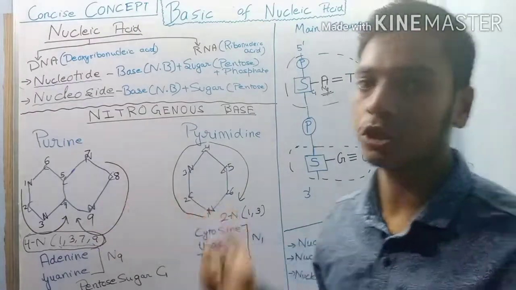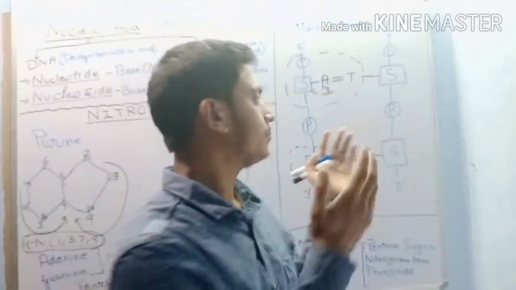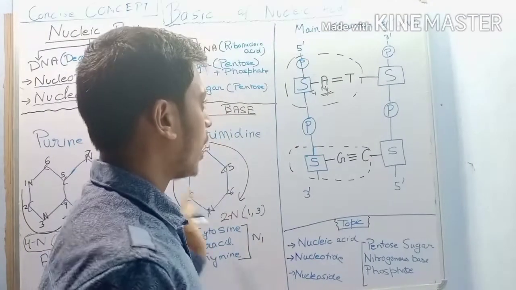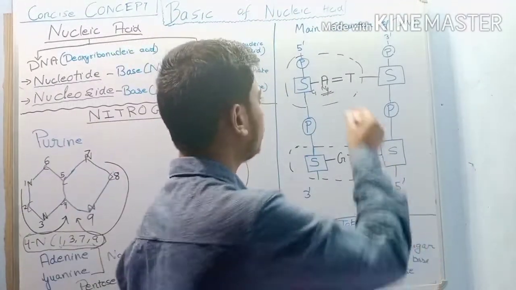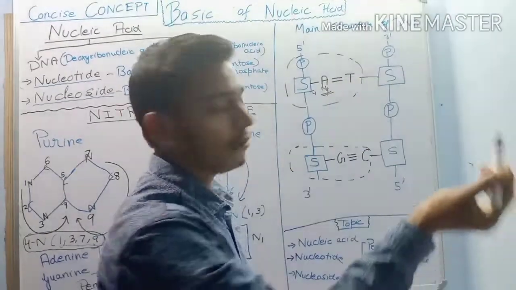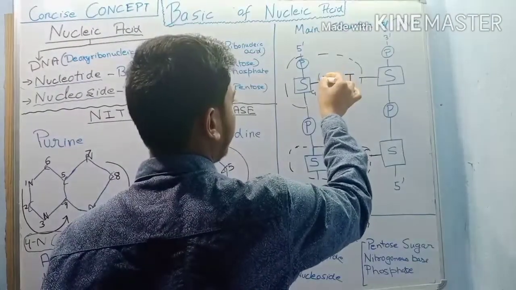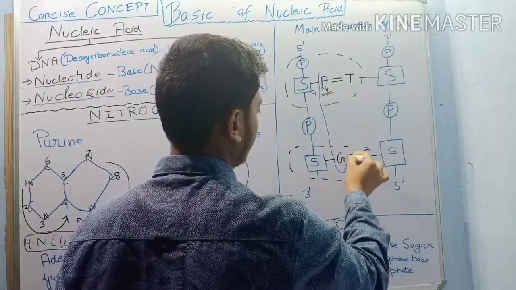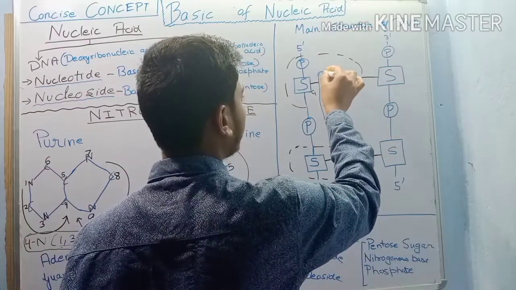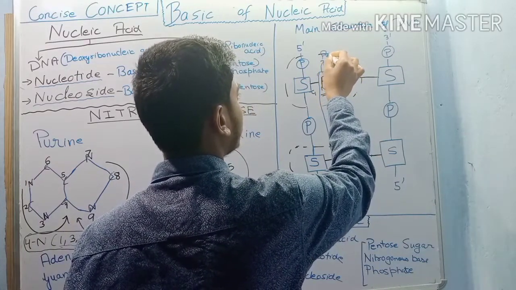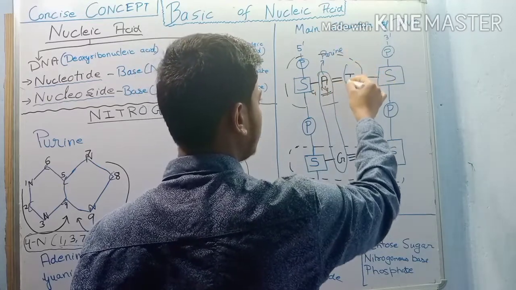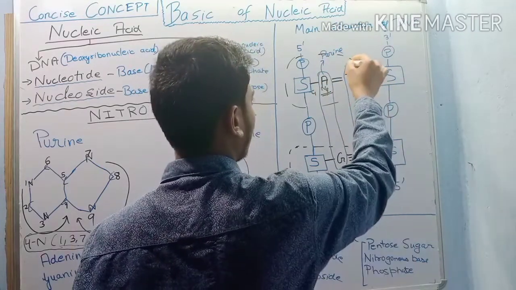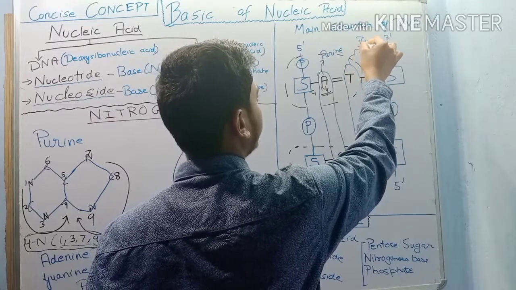So coming to the structure, how they are arranged in DNA. As I have said, what are purine and pyrimidine? Purine is A and G; this A and G are combinedly called purine. And this T and C, that is thymine and cytosine, and uracil, are combinedly called pyrimidine. Okay.